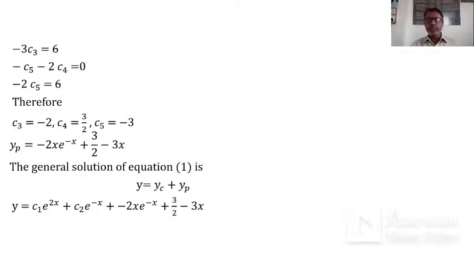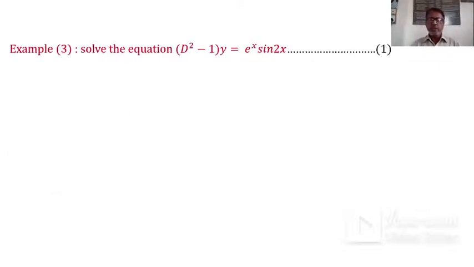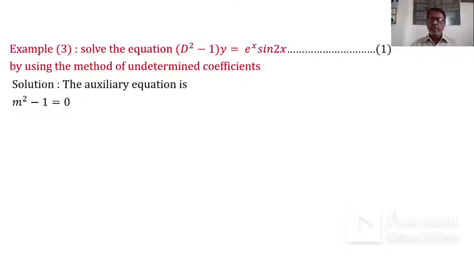I hope you understand. We see one more example of this type. Consider this: solve the equation (D square minus 1) y is equal to e to the power x sine 2x by the method of undetermined coefficients. Now, we find the general solution of the given differential equation by the method of undetermined coefficients.